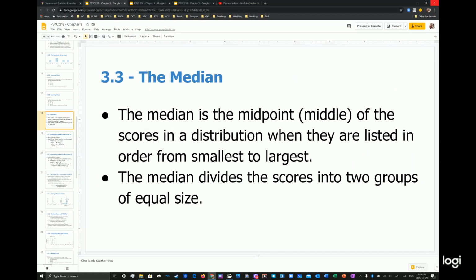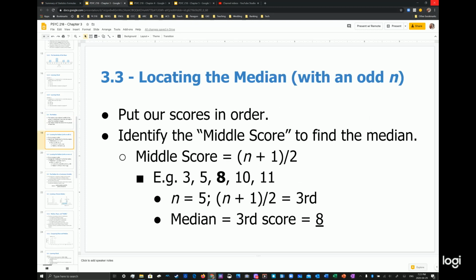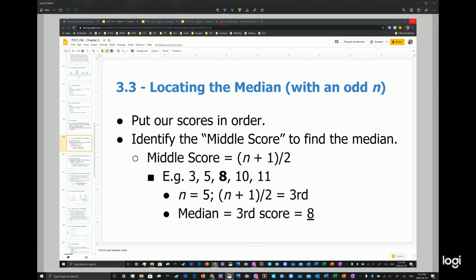There are ways to calculate the median or to figure out where it is in the distribution. The key difference is for an odd number of scores versus an even number of scores. We're going to talk about this now, starting with the odd number of scores. Again, the steps are getting all the scores, and then putting the scores in order. In this case, we already have some scores in order: 3, 5, 8, 10, and 11. And so we want to find the middle score.